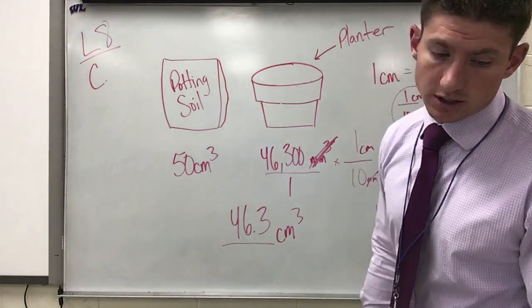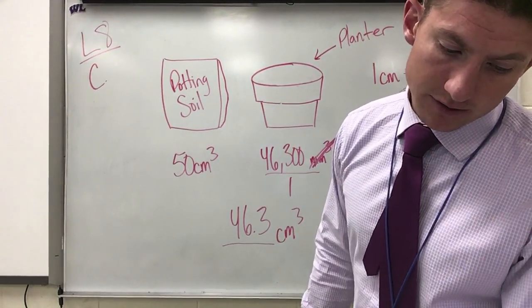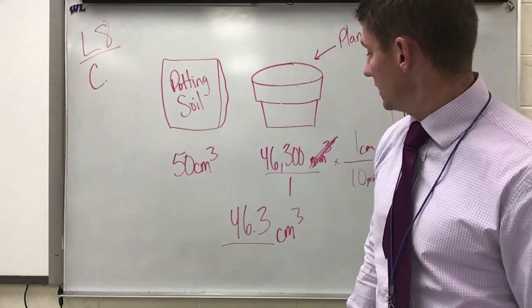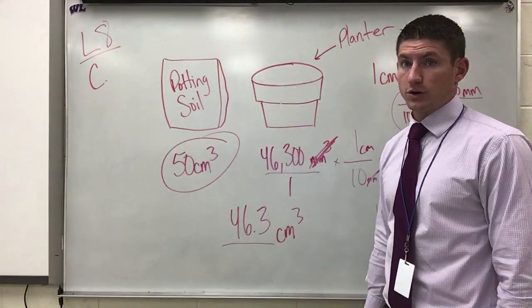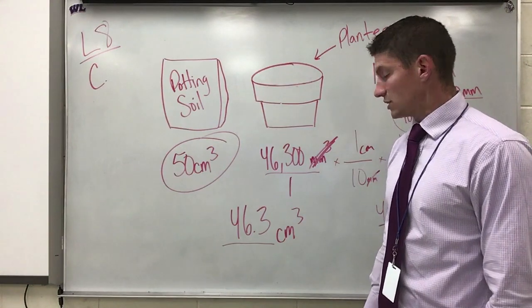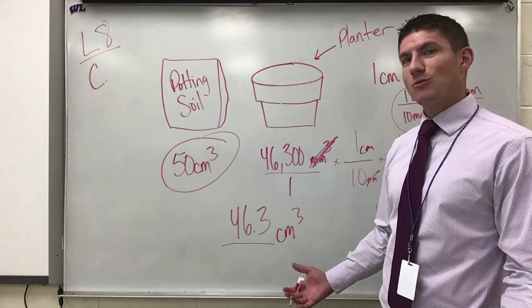The question says, does she have enough to fill her planter? The answer would be yes. She's got 50 centimeters cubed. The pot can only hold 46.3 centimeters cubed or cubic centimeters. Therefore, she's got more than enough.